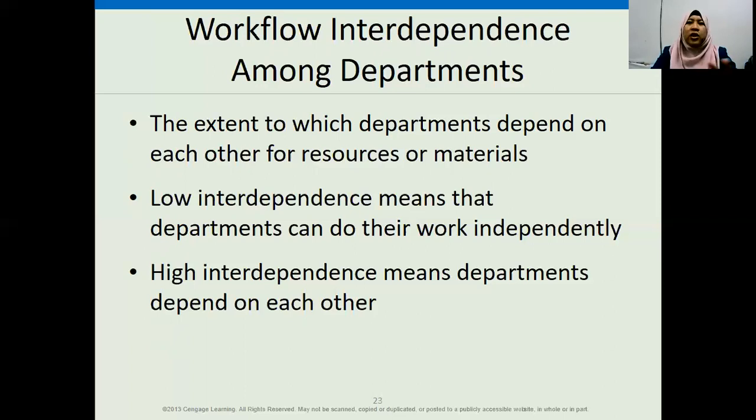Low interdependence means they are not relying on each other, so they can do work separately. I do my work, you do your work. That means low interdependence. But high interdependence means I need you, you need me. Our departments need and collaborate with each other. Like in car manufacturing, right? Tires, windows, engine, steering, compartments inside the car, they are high interdependence. Each is interconnected with the others to build a car.